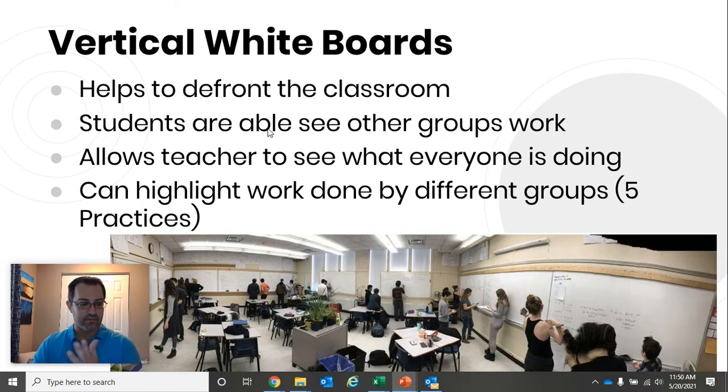So it's going to allow us to know where I'm needed at a particular time, right? What group's struggling, which group is progressing really quickly through a particular problem. It helps me know what to do.